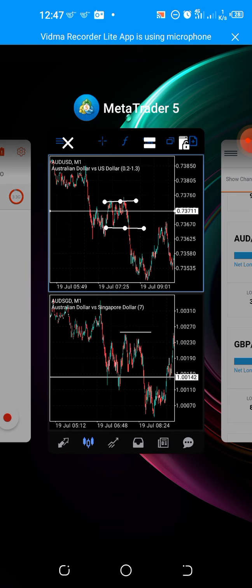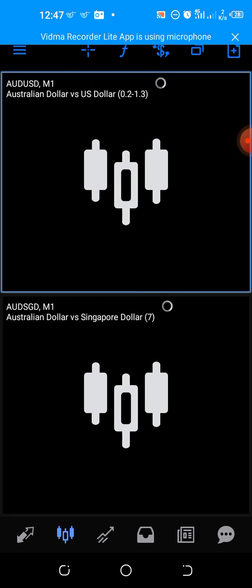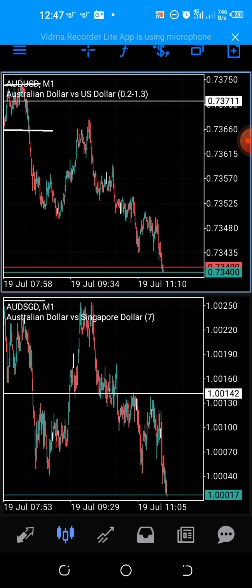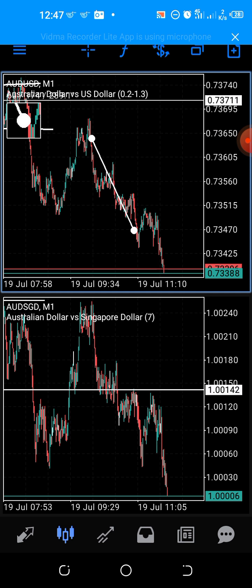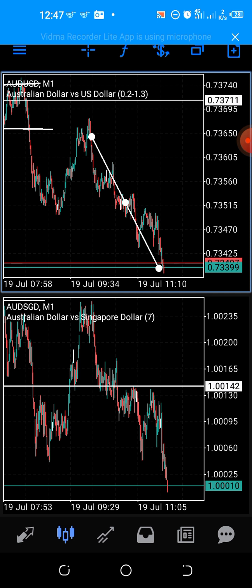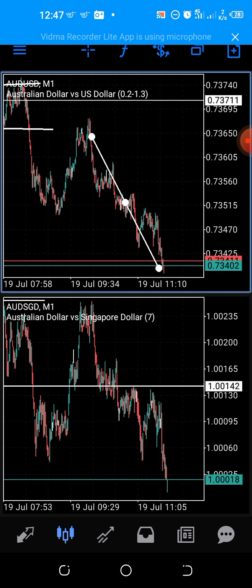So basically this is just the trade I took today, and as you can see I actually closed too early because I was busy with some stuff, right? So I think I closed at this point. Now you can see if I held on, I would have made double the profits.